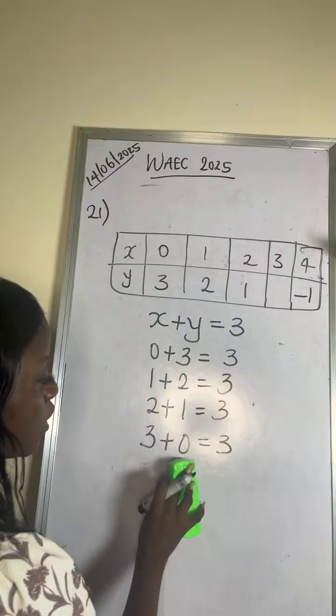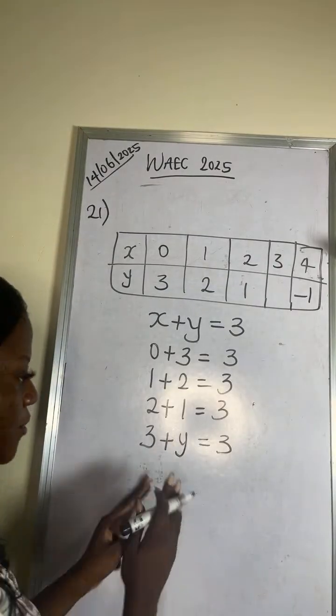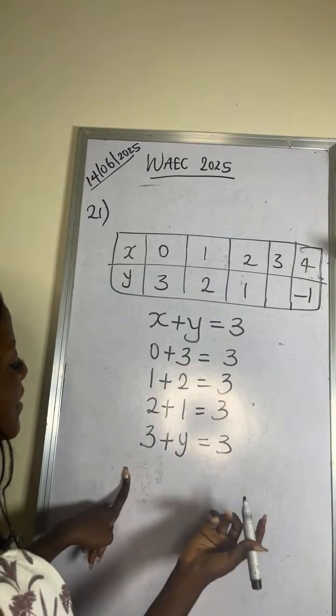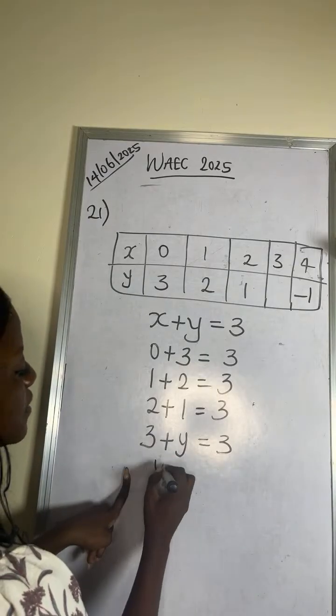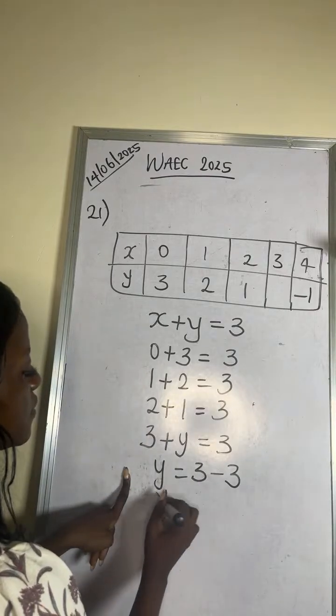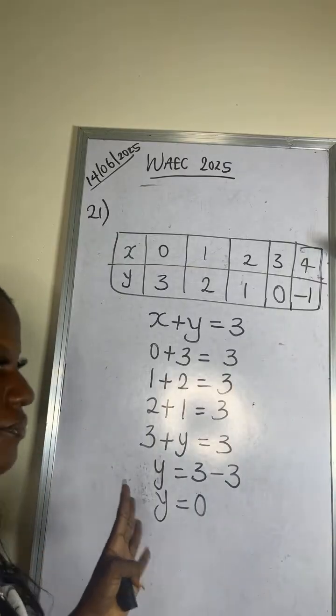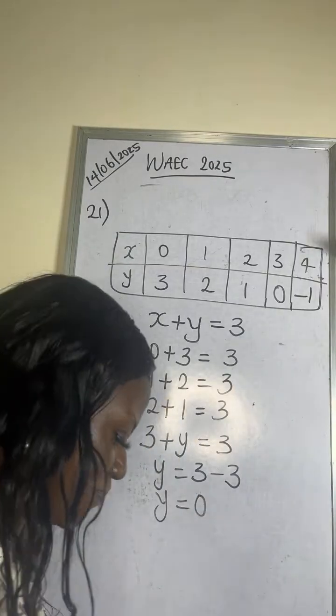But for people who do not know, you know that this is y. We're trying to find y. What would you do? You subtract 3 from both sides. So you're left with 3 minus 3. This gives us 0. Do you see? Very, very straightforward if you ask me.